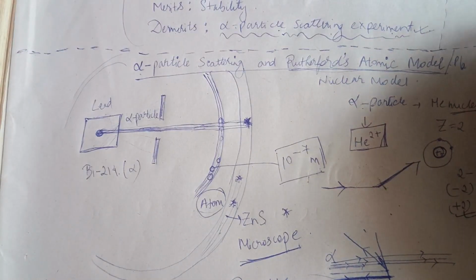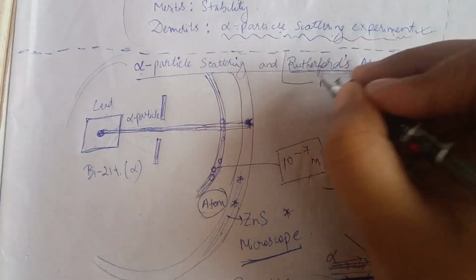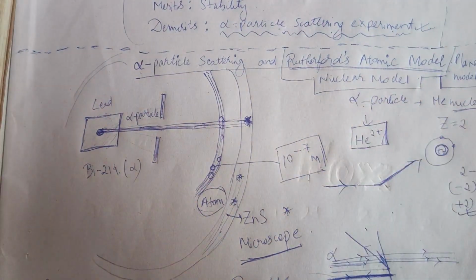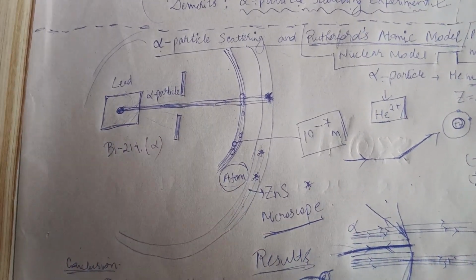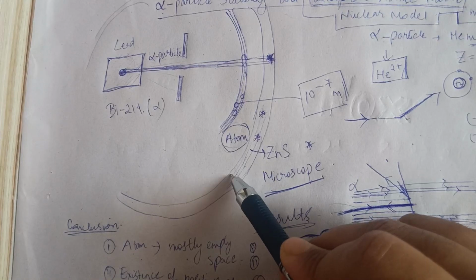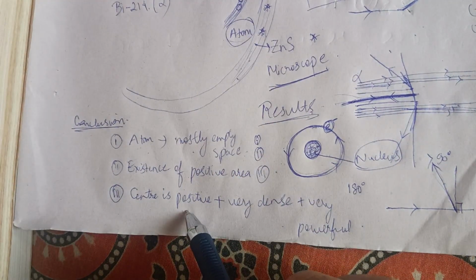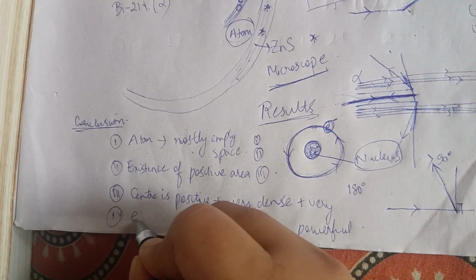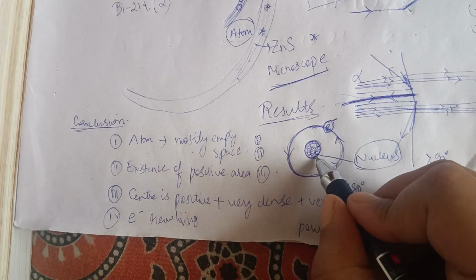So here I'll write it, planetary model. These three are the same thing, no difference. So you have to remember the names. So this is all about Rutherford's atomic model. This is how the model came through the experiment, and these were the conclusions about the atom. The atomic model of Rutherford gave these conclusions, along with the fourth conclusion that electrons are revolving around the nucleus in fixed orbits.